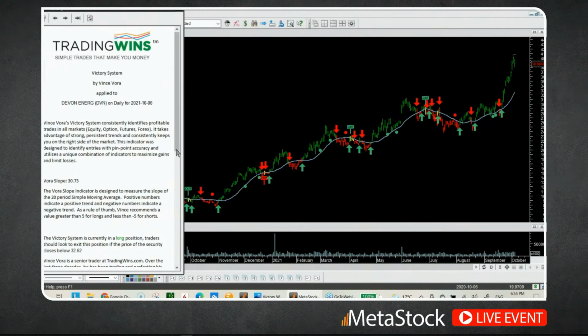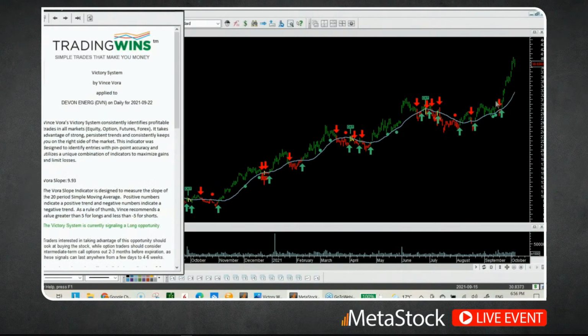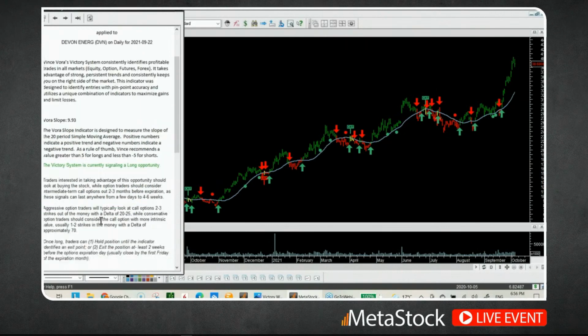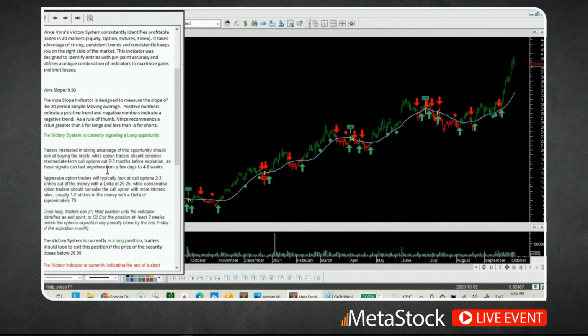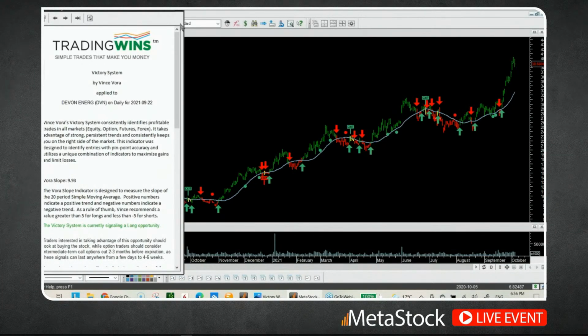Also, once you do get into a trade, and I should have showed you when we were at the setup bar, that if you're going to use options, if you're going to trade options with this, they're also in here. It tells you how far out, the expiry, what kind of delta you want to look for, just a few hints on how you might want to trade it with options, okay?